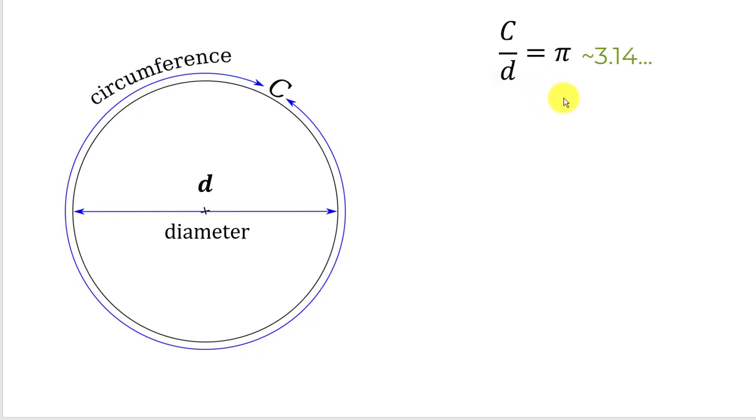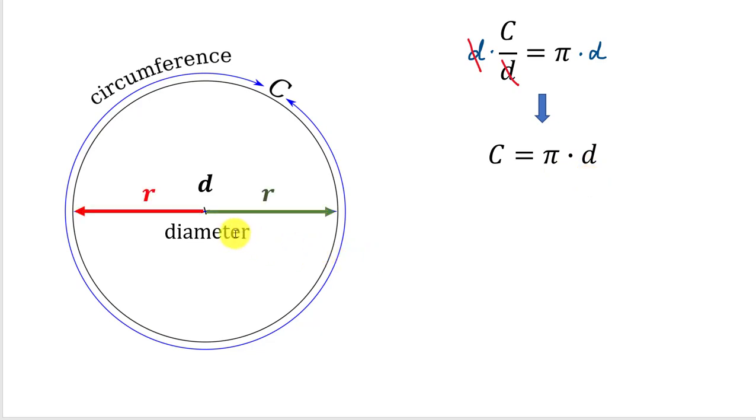So let's perform a few manipulations with this equation. What I'll do, I'm going to multiply both sides of this equation by d. And that means that these can be cancelled on the left-hand side. So after that step, I only have c on the left, the circumference, and then pi times d on the right-hand side. But what is the other way I can represent the diameter?